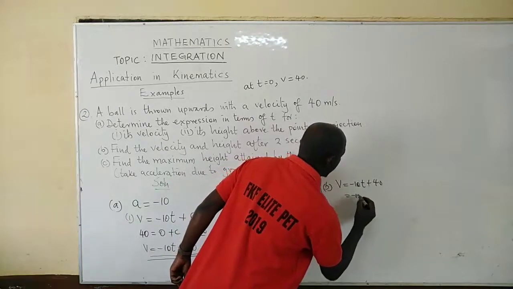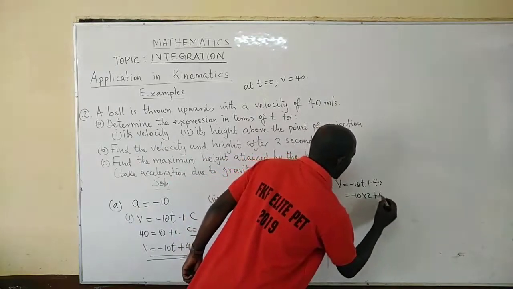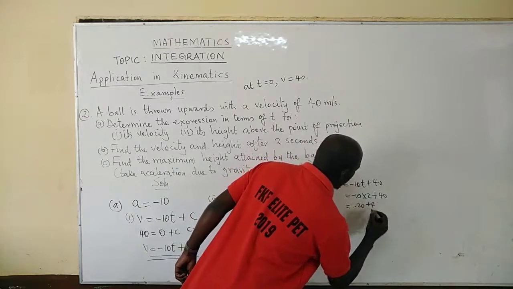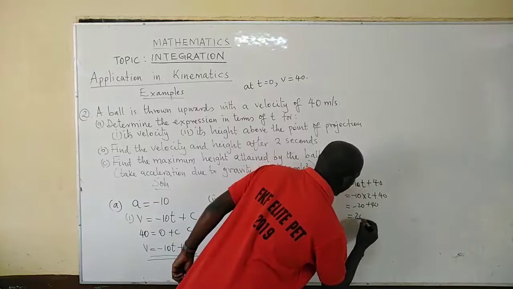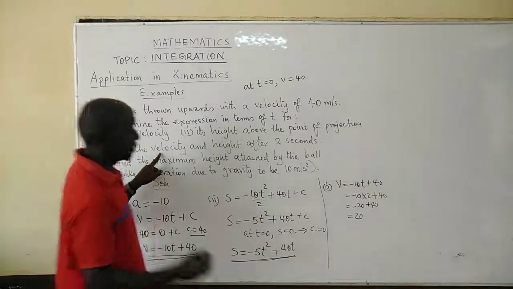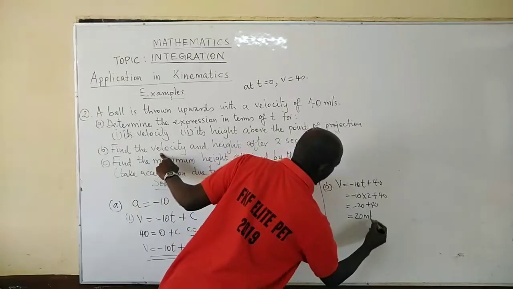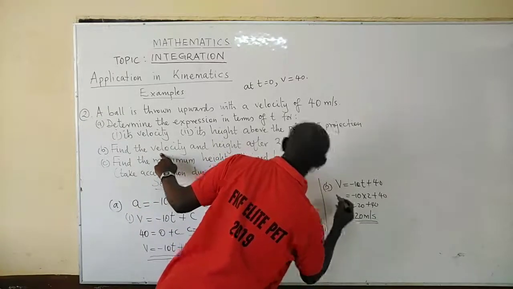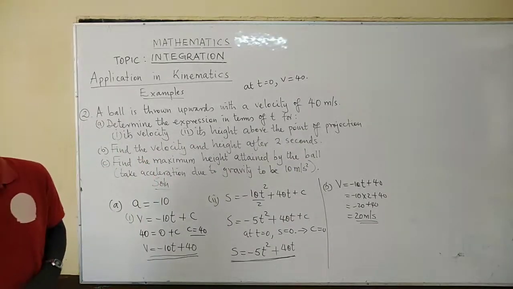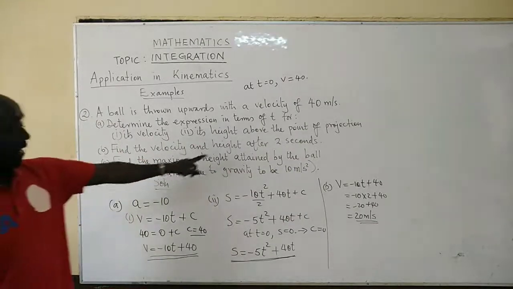We'll have negative 10 times 2 plus 40. That gives us negative 20 plus 40, which is 20. Negative 20 plus 40 is positive 20. This is velocity, meters per second. So the answer to that, velocity is 20 meters per second. What about height?